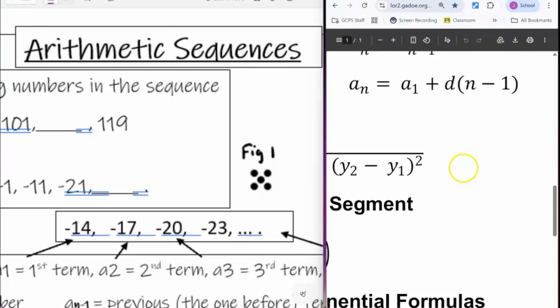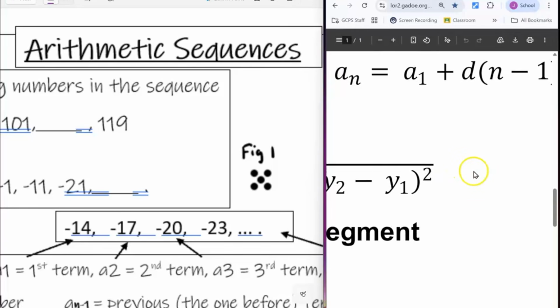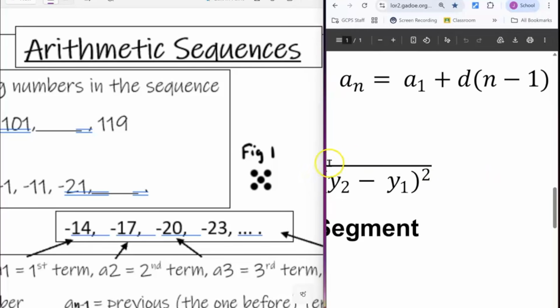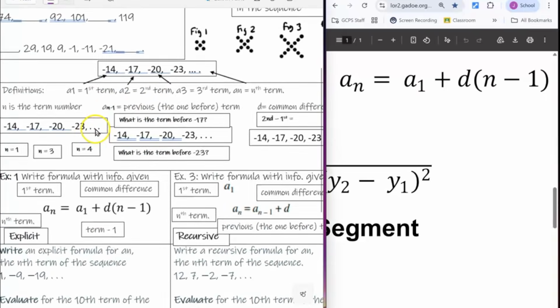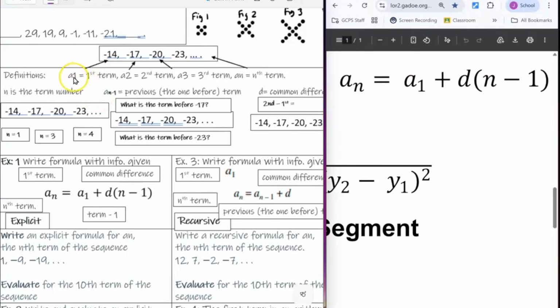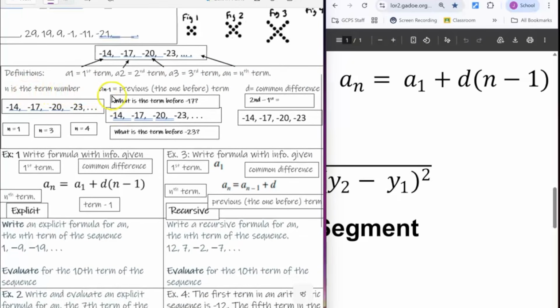All right, so in order to begin, you have to know what these terms or what these letters mean. So that's what we're going to start with first. So looking at this number right here, let's talk about our definitions. So a sub 1 is our first term, a sub 2 is our second term, a sub 3 is our third term, a sub 4 is our fourth term, and so forth. All right, n is the term number.